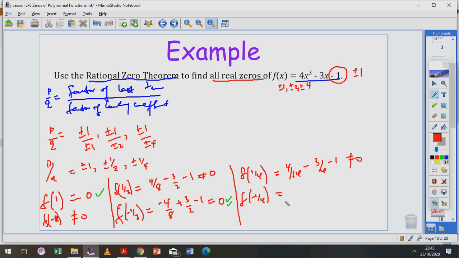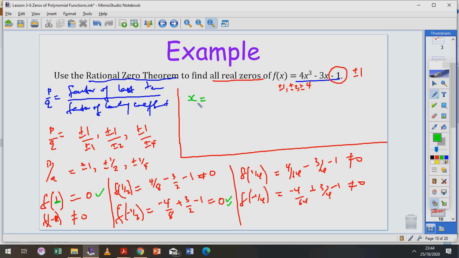I'm pretty good at guessing. Negative 4 out of 64 plus 3 out of 4 minus 1, also no way it equals 0. So the only two real zeros that I have from this whole exercise are x equals 1, because 1 is the value of x that gave me a function value of 0, and x equals negative half, because again negative half is the x value that gave me a function value of 0. So I have used the rational zero theorem to find the real zeros of this equation.